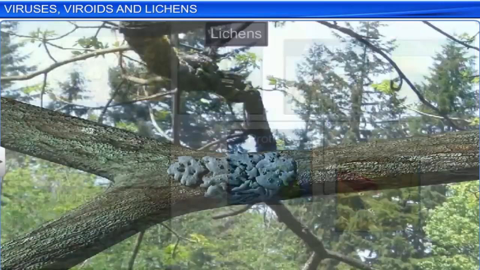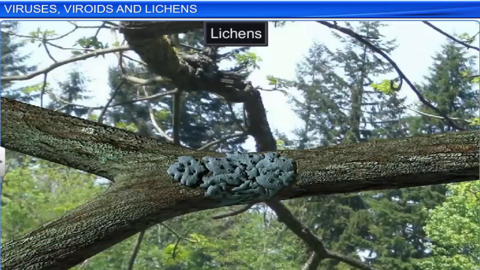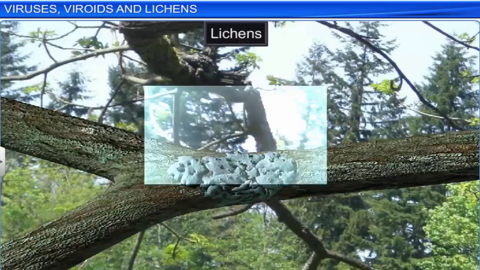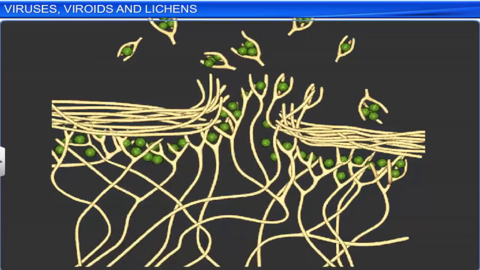Lichens, though they may look like single organisms, actually have two organisms inside them: algae and fungi. Both algae and fungi together have a mutually beneficial association called symbiosis.